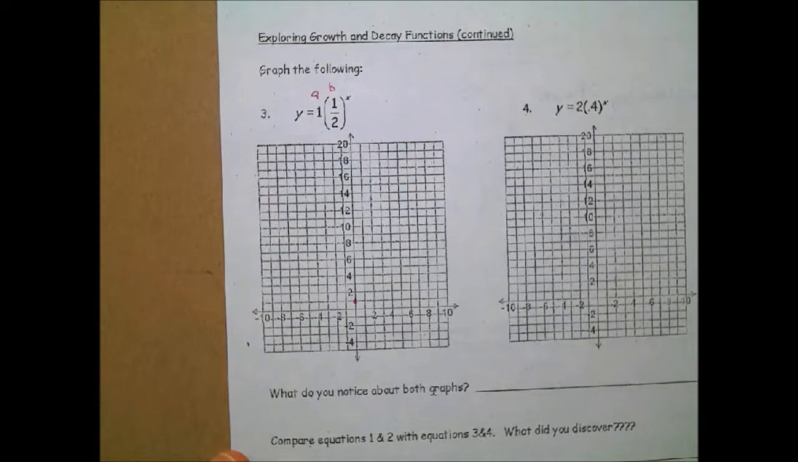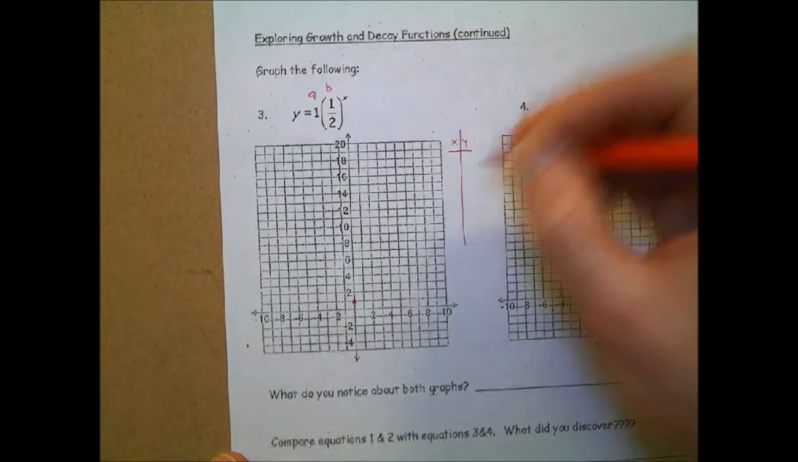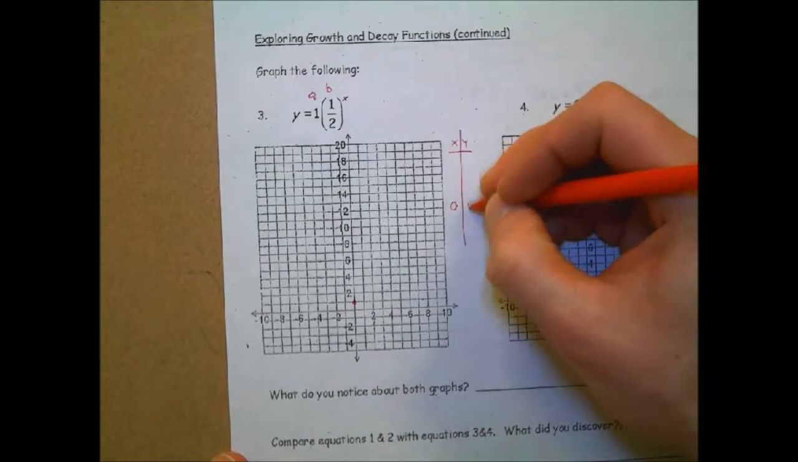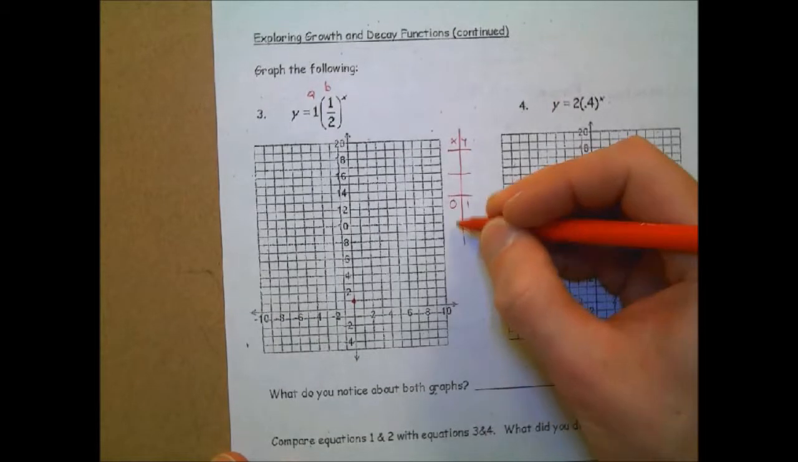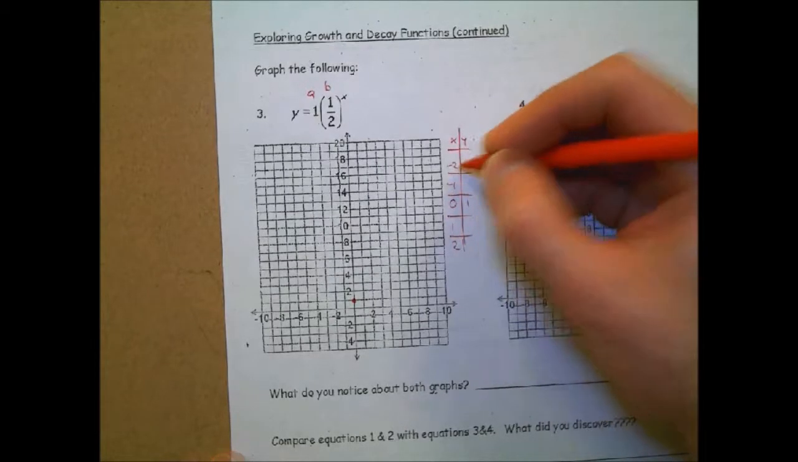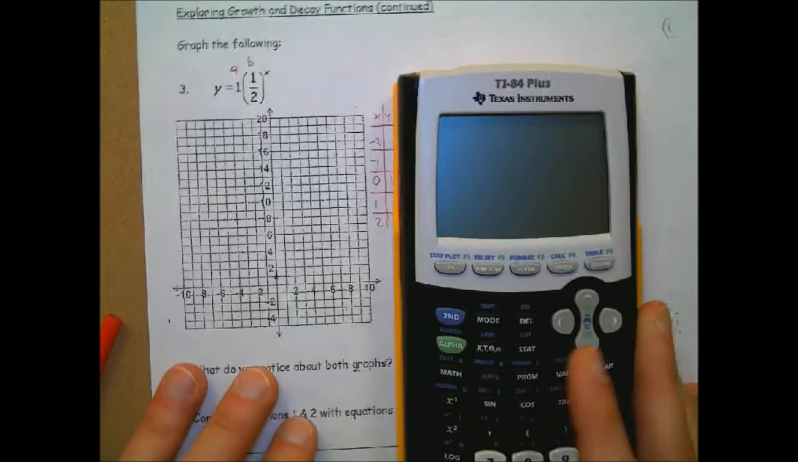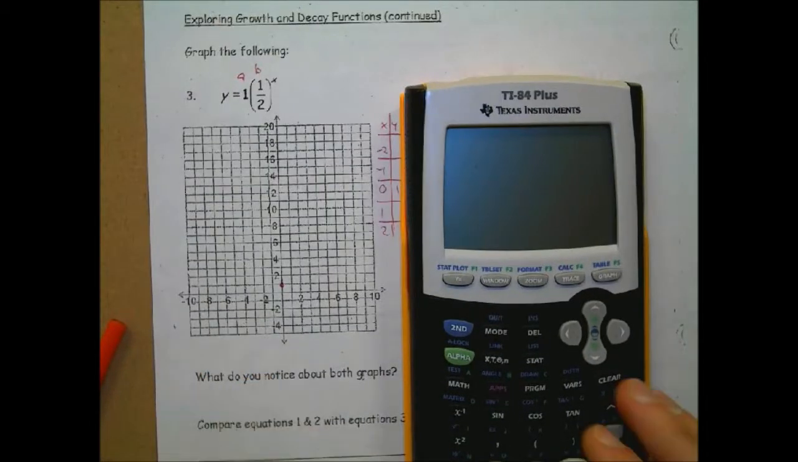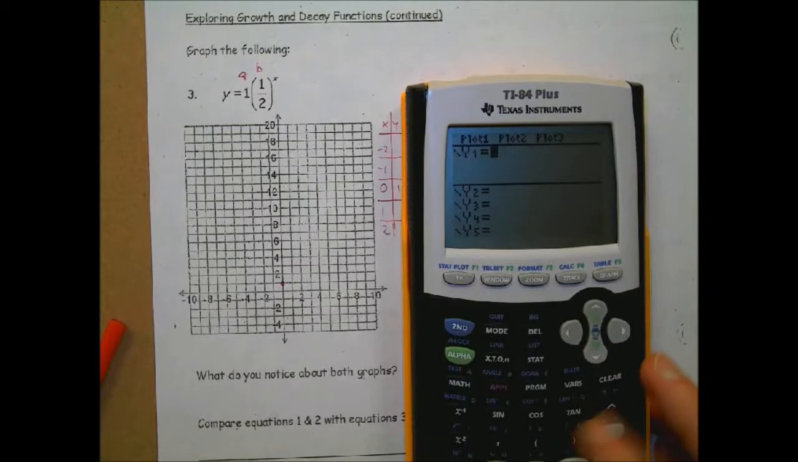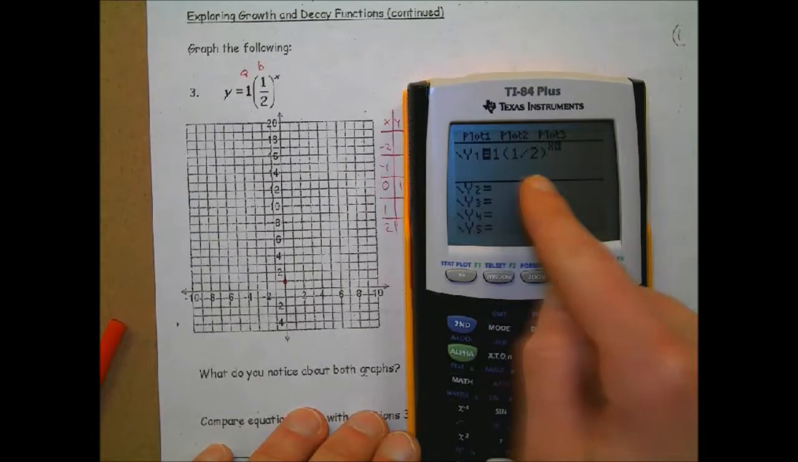Make a little table. Okay, again, I'm going to put the 0, 1 y-intercept in there. And then I'll also do some points after, so like 1 and 2. And I'll do some points before, -1, -2. Okay. Please be careful how you type this in your calculator. We got to have a fraction in there, so make sure you type it in. So 1 parenthesis 1/2 to the x.